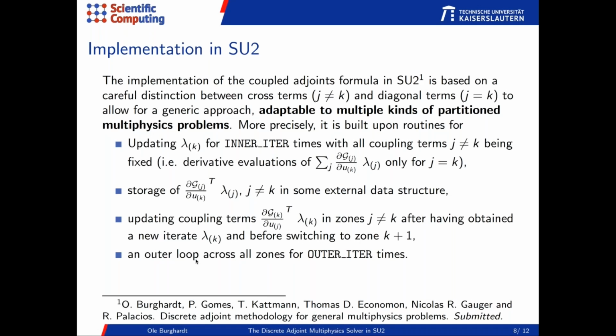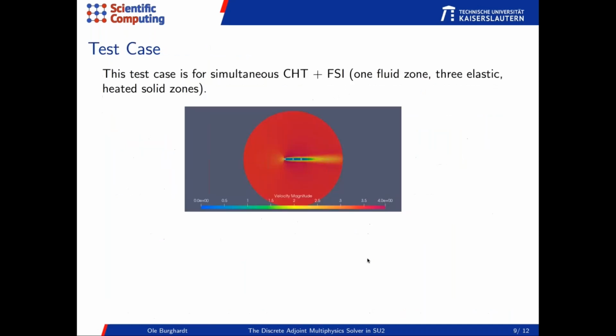And note the change of indices in this fraction. For obtaining lambda K, we need all the other adjoint solutions, and once we've obtained it, we must update the cross terms for all other zones. And then the algorithm is closed by an outer loop across all zones for outer eta times. So that's what I wanted to say on multiphysics adjoints and on our implementation.